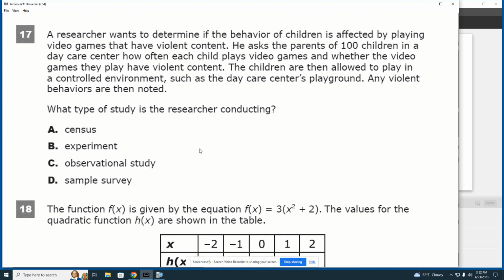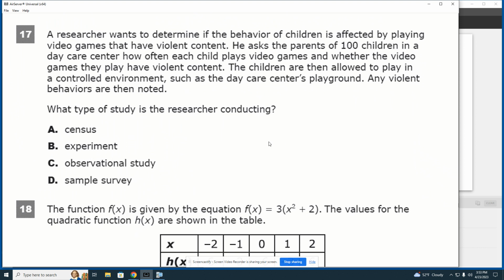Okay, number 17. It says a researcher wants to determine if the behavior of children is affected by playing video games that have violent content. He asked the parents of 100 children in a daycare center how often each child plays video games and whether the video games they play have violent content. The children are then allowed to play in that controlled environment, not play the video games, but just play with each other in a controlled environment, such as the daycare center's playground. Any violent behaviors are then noted. And it says, what type of study is a researcher conducting?